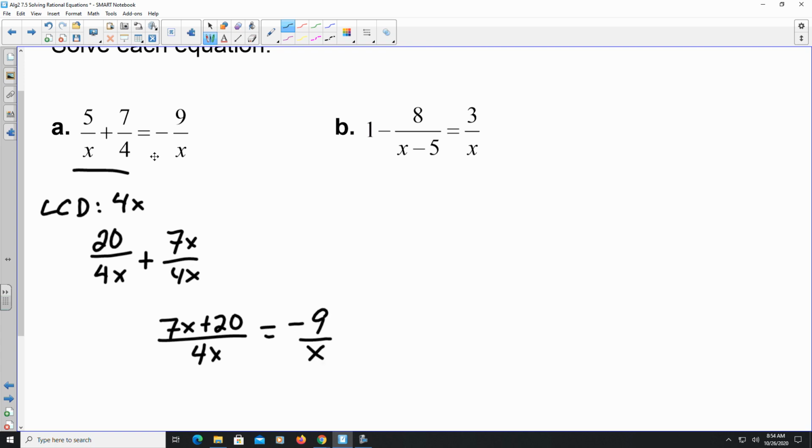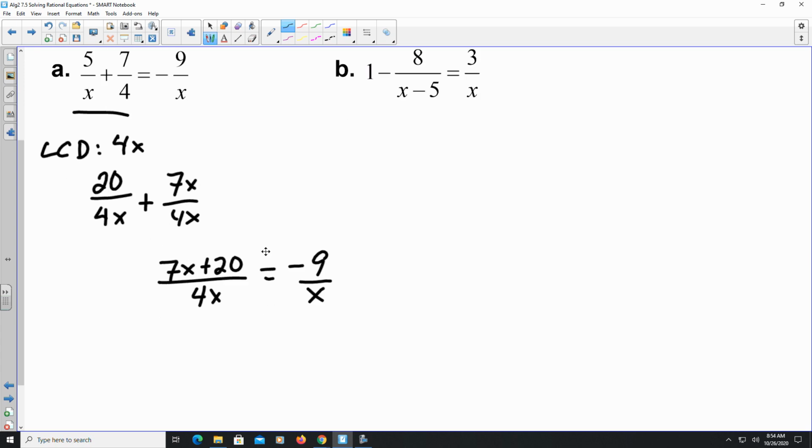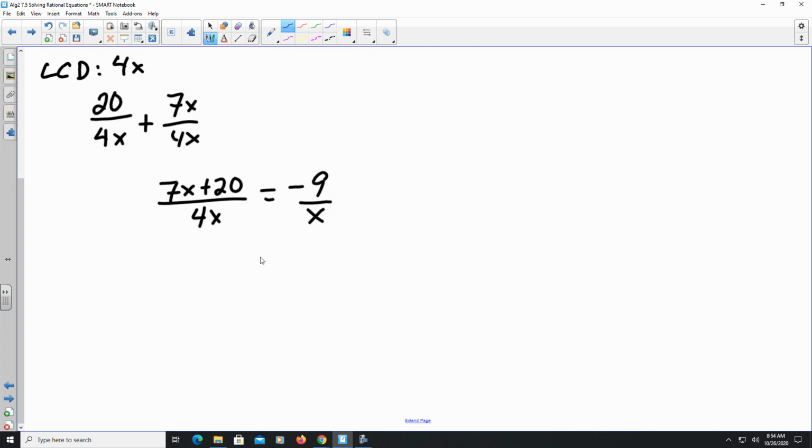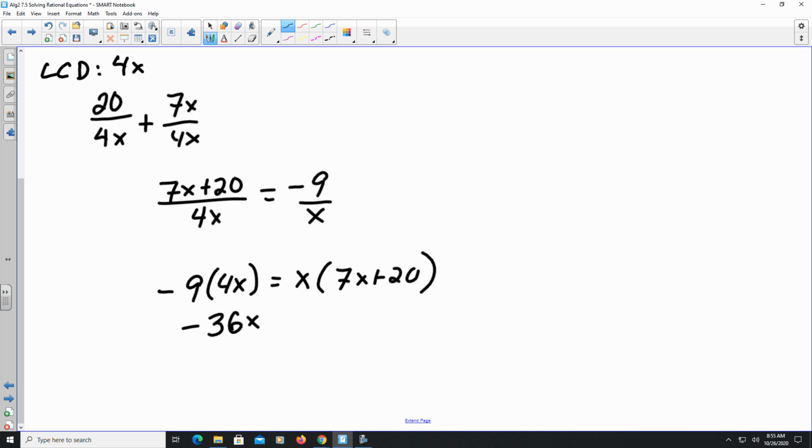So now I have one fraction on the left-hand side, one fraction on the right-hand side. I can go about doing my cross product. So multiplying the cross products, I get -9 times 4x is going to be equal to x times 7x plus 20. So now from here, as I look at this, nothing I can easily cancel out. So this turns into negative 36x. This is going to turn into 7x squared plus 20x.